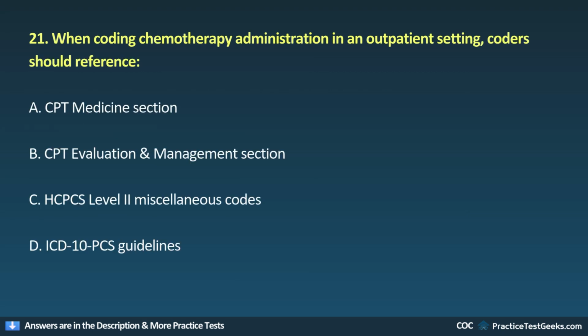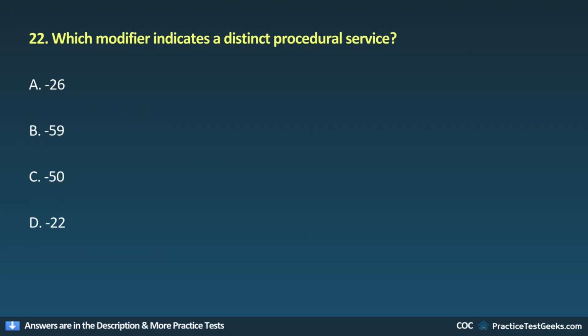21. When coding chemotherapy administration in an outpatient setting, coders should reference A. CPT medicine section. B. CPT evaluation and management section. C. HCPCS Level 2 miscellaneous codes. D. ICD-10-PCS guidelines.